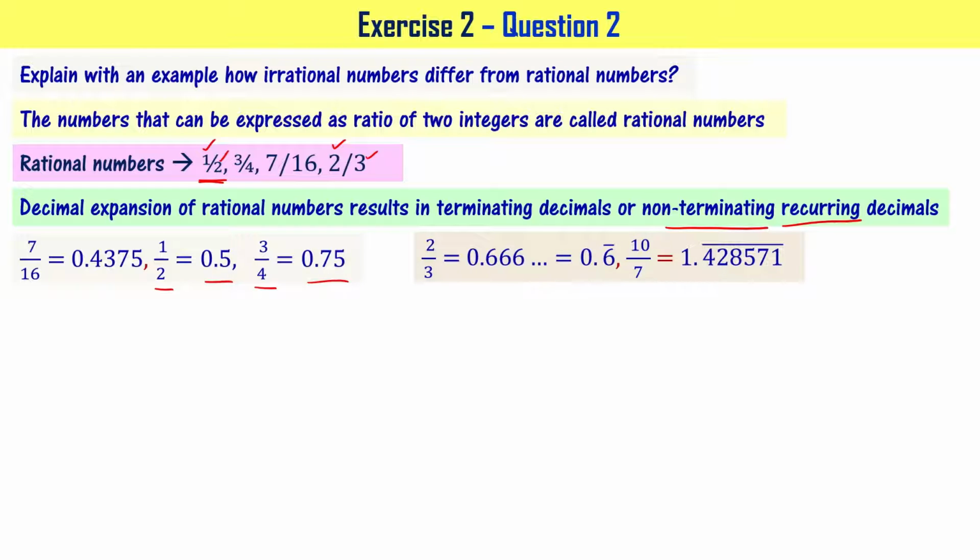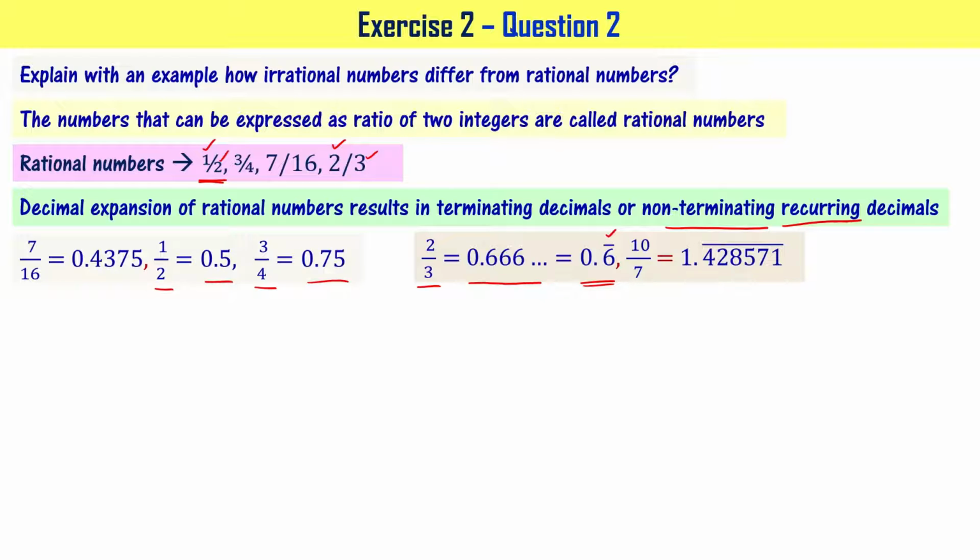Let's look at another set of examples. 2 by 3 can be written as 0.66666 and so on. That can also be written as 0.6 with over bar on 6. It means it is a repeating decimal. Number 6 is a repeating decimal, and the decimal expansion of 2 by 3, that is 0.6666 and so on, is a non-terminating and recurring decimal.